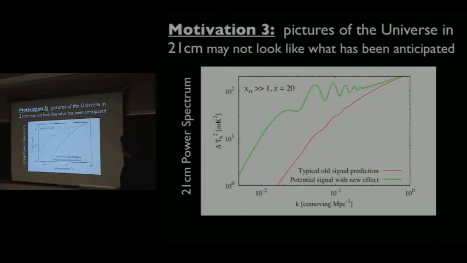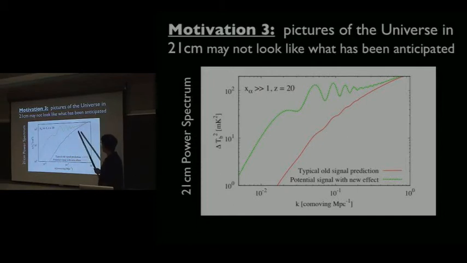And then the final motivation is that when we finally take pictures of the universe with 21 centimeter, the pictures may look totally different than what we're anticipating. What this shows is the power spectrum of 21 centimeter fluctuations. It's just a measure of how the brightness temperature fluctuates on a range of scales. An old prediction for what the 21 centimeter signal should look like, and this is redshift 20, is that it should look like this red curve, tracing the density fluctuations in the universe.